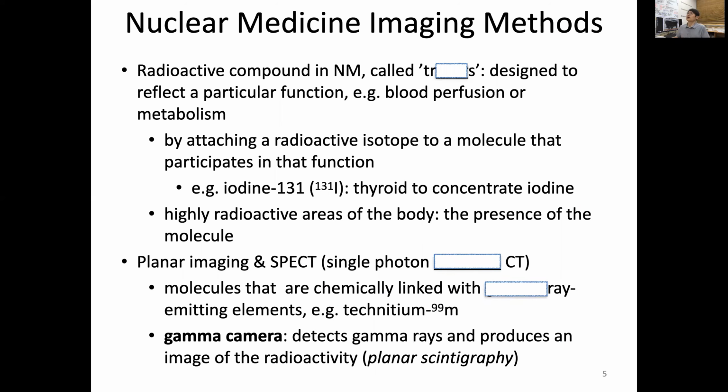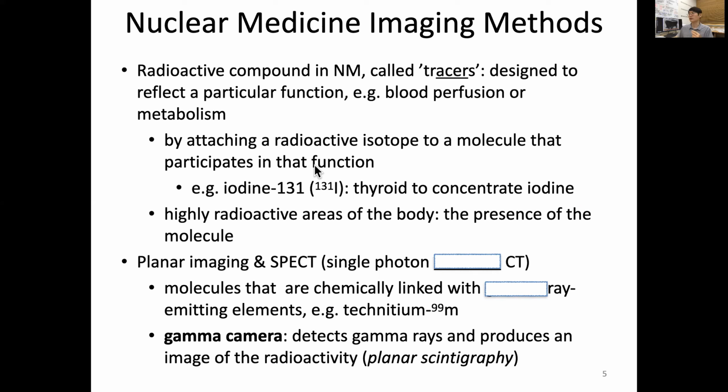So there are a number of imaging methods used in nuclear medicine. So first, the radioactive compound, we call it a tracer because it traces down the target molecule or process. And that is designed to reflect a particular function, for example, blood perfusion or metabolism. So by attaching a radioactive isotope to a molecule that participates in that specific function.